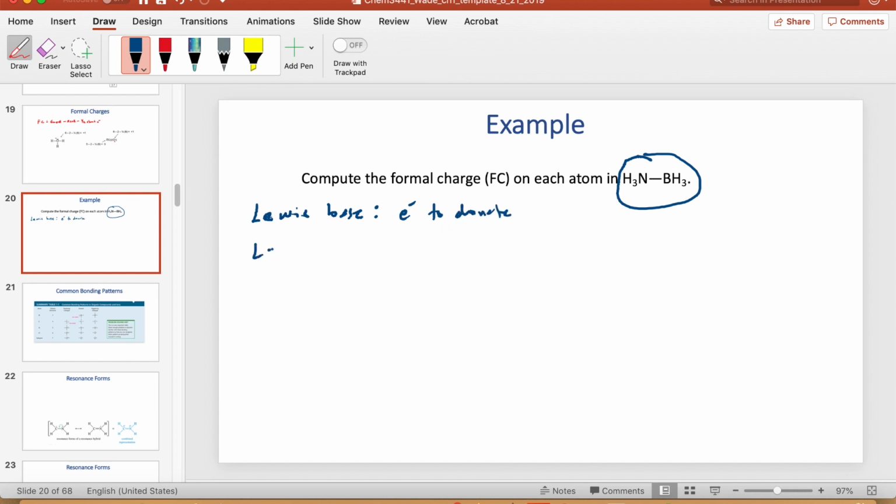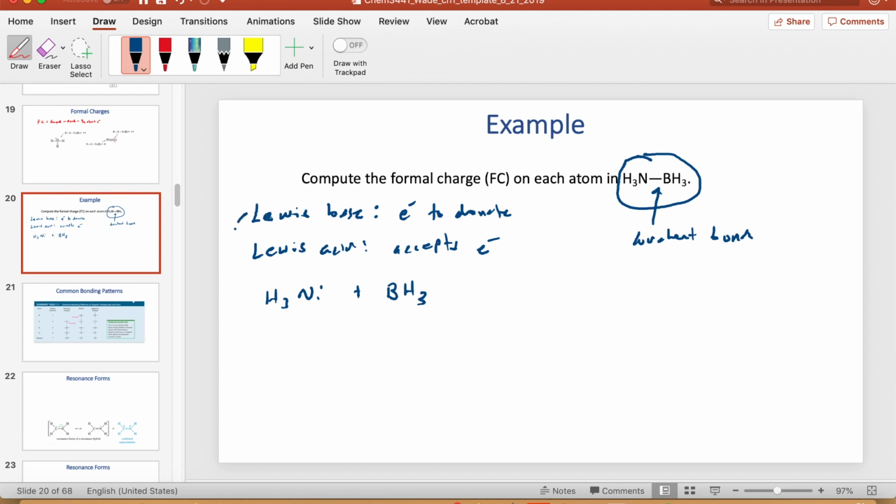And a Lewis acid accepts electrons, right? So we have two structures here that are together now via a covalent bond that's indicated here by this line. So we have a covalent bond. And the two started out like this. And basically it's the reaction of these two, like so. And so this is how they would normally be.